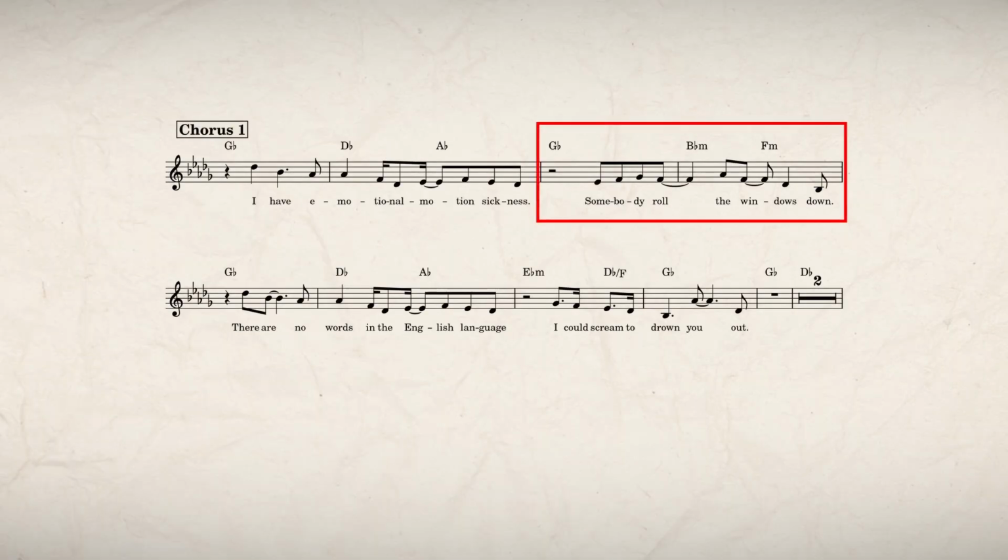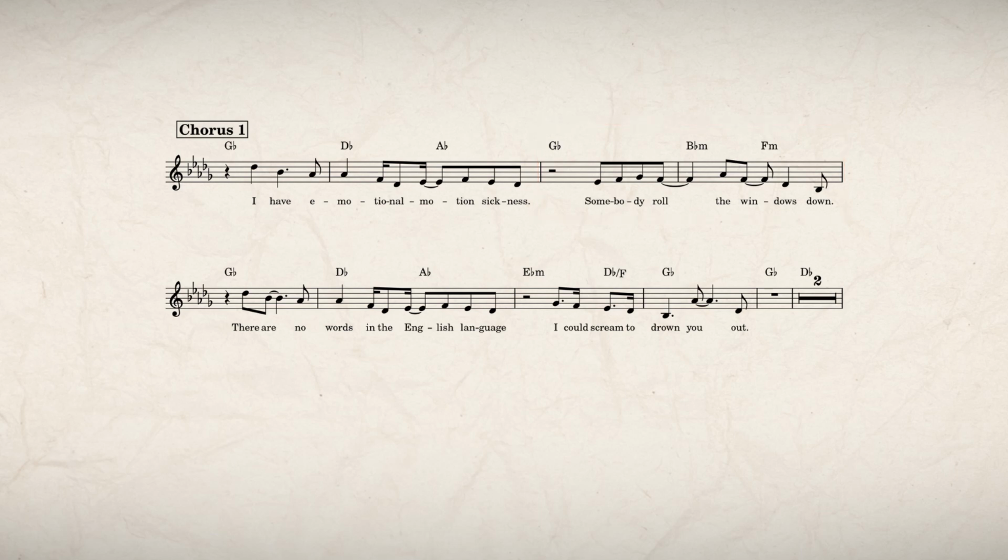Trick number 3. When we look at bar 3 to 5 of the chorus, we see a movement from G flat to B flat minor to F minor back to G flat. Especially this F minor, which is a half step below G flat, creates a strong pull back to G flat.